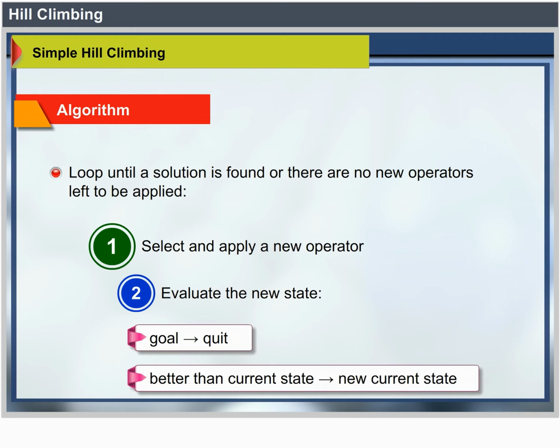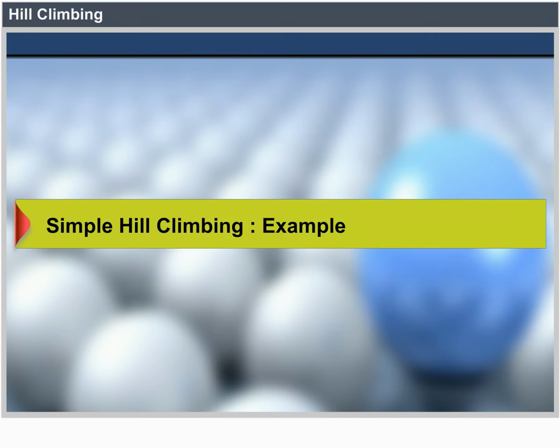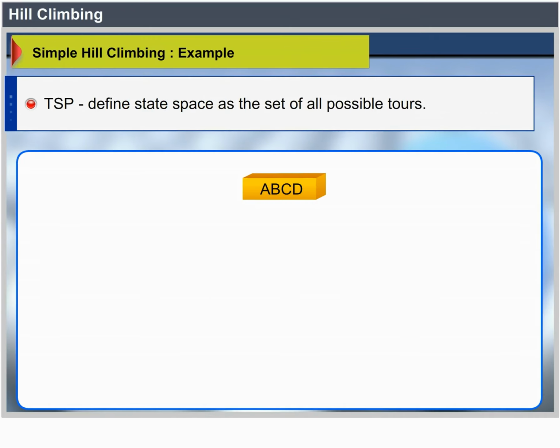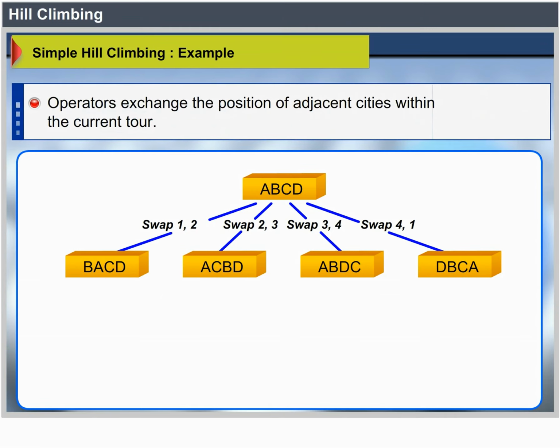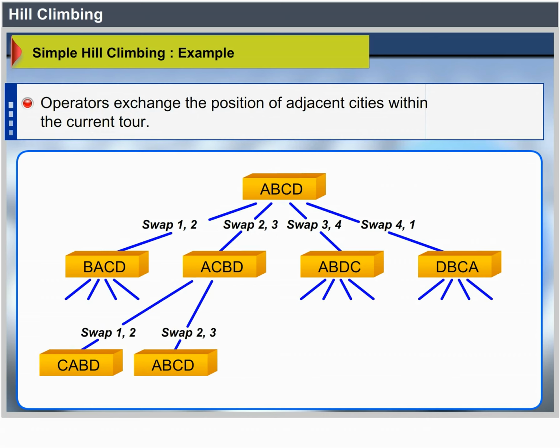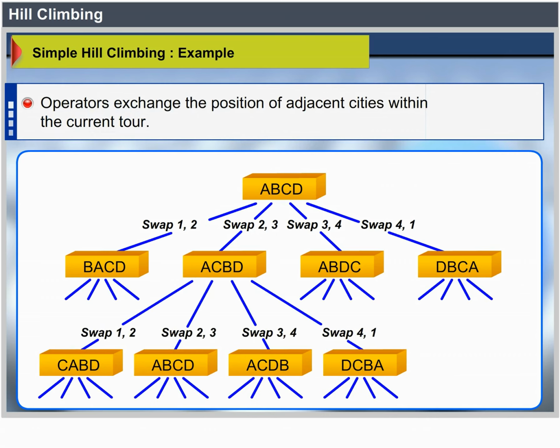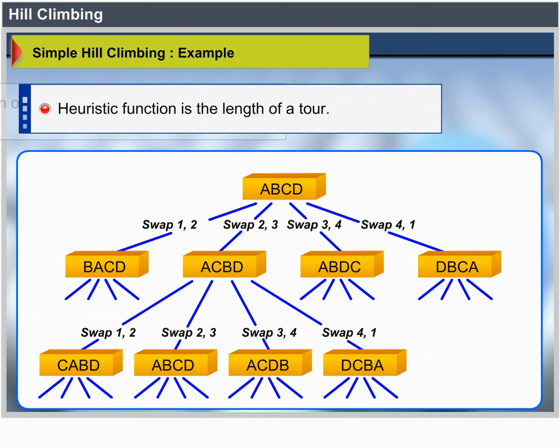Simple hill climbing. Example. TSP. Define the state space as the set of all possible tours. Operators exchange the position of adjacent cities within the current tour. The heuristic function is the length of a tour.